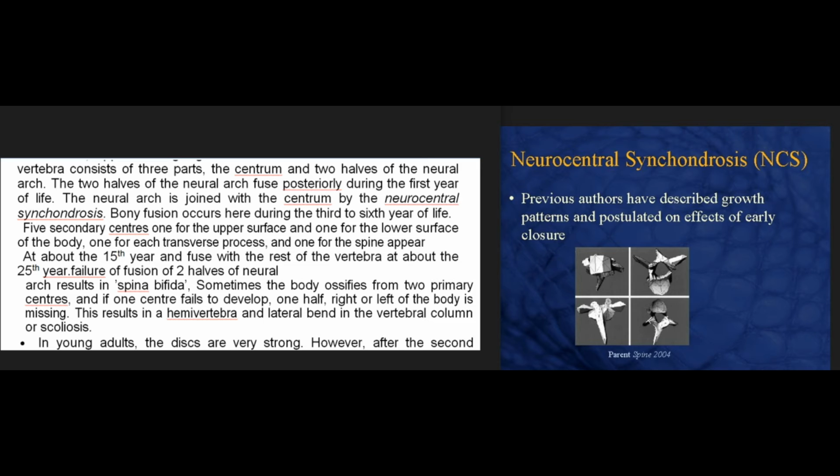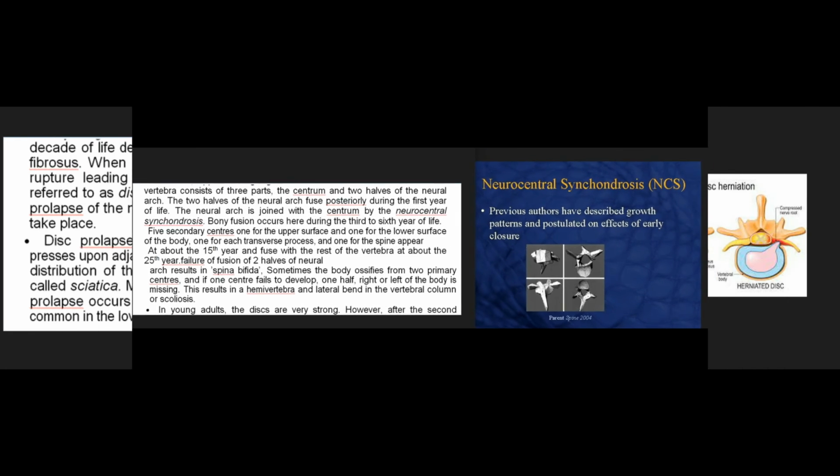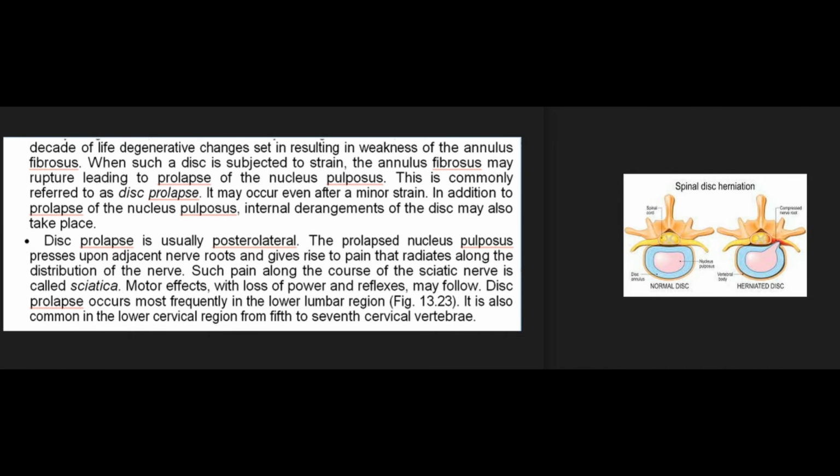In young adults, the discs are very strong. However, after the 2nd decade of life, degenerative changes set in, resulting in weakness of the annulus fibrosus. When such a disc is subjected to strain, the annulus fibrosus may rupture, leading to prolapse of the nucleus pulposus. This is commonly referred to as disc prolapse. It may occur even after a minor strain.